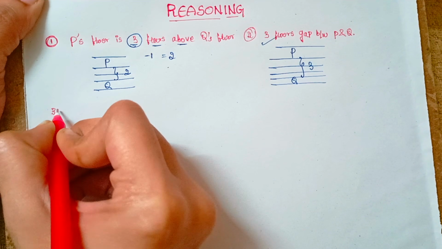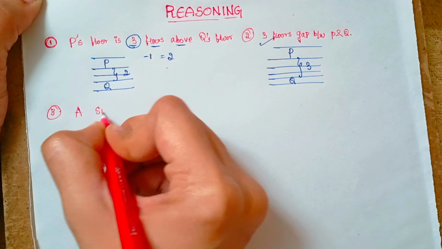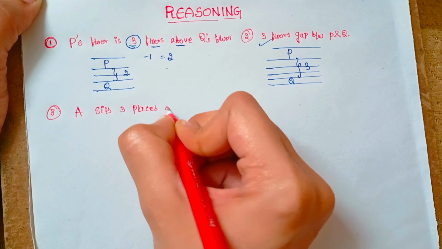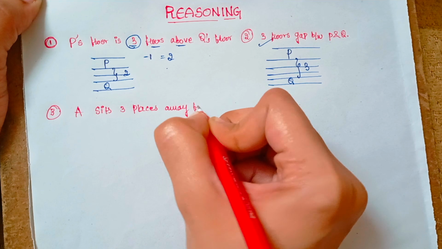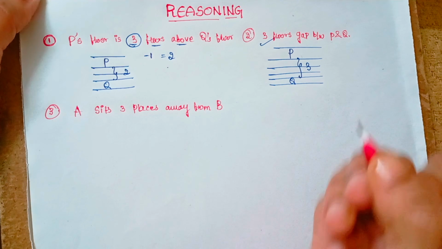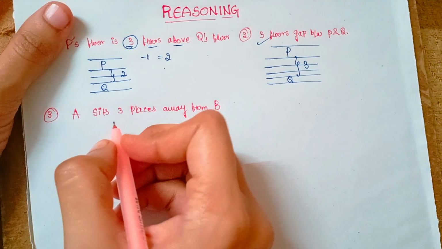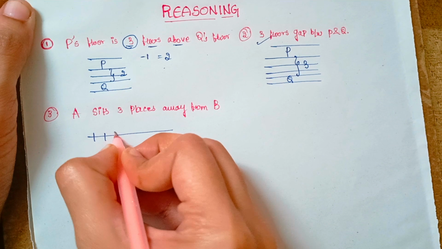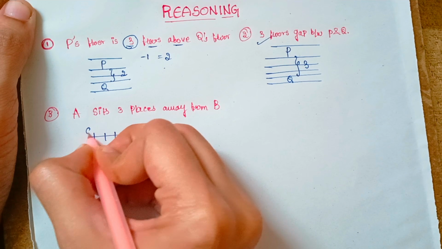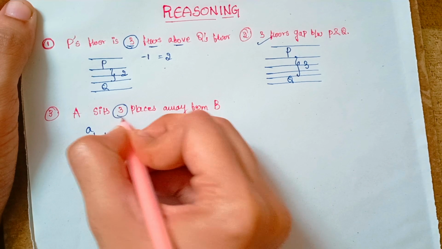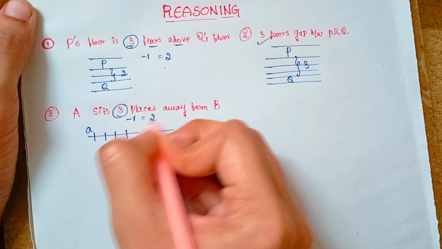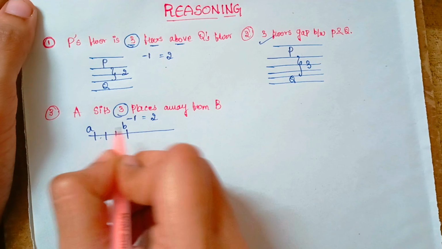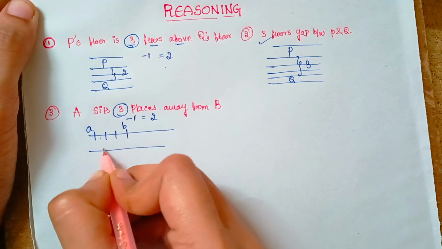The next statement is very confusing and also important. A sits 3 places away from B. Whenever you see a statement like this, same, minus 1 gap between A and B. For example, A sits in the end. 3 places away means 3 minus 1 equals 2 places gap between A and B. Actually, it depends on the statement in the puzzle, I mean, whether A sits in the end or not. I'm just taking it as an example.